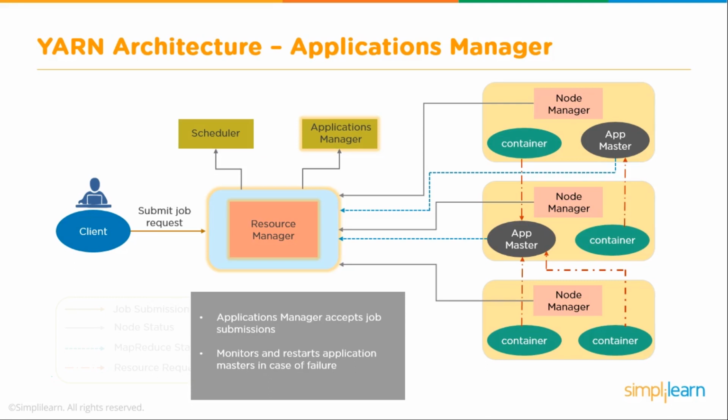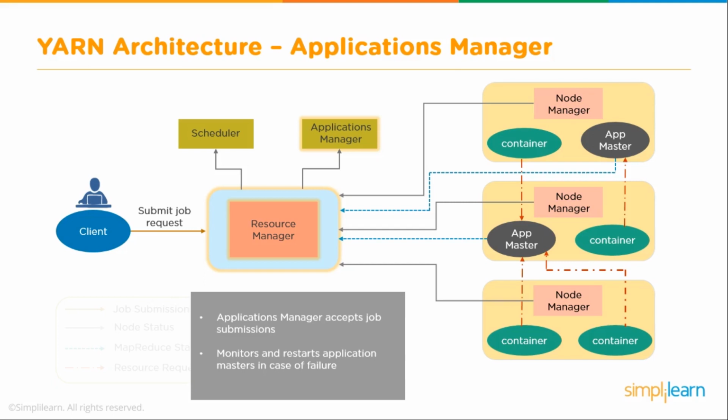So whenever there is a job submission, whenever there is an application which needs to be run, that request is handled by applications manager. And in case there is a failure of application, probably there were not enough resources, probably the node failed, probably there was a connectivity issue, probably a machine was overloaded. In that case, it is the work of applications manager which monitors and restarts the application master.